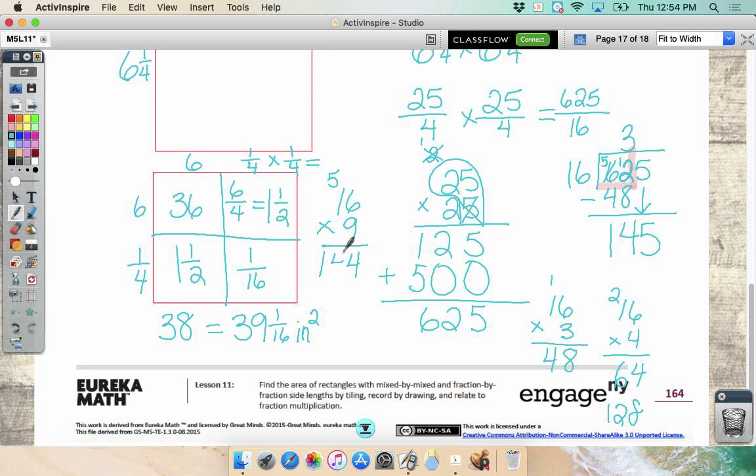Yeah, you're right. So which one's better, the 8 or the 9? The 9. Where do I write the 9? Above the 5. And what do I write below 145? 144. And I got a remainder of 1, so 39 and 1/16 square inches. Which way was better that time? The area model.